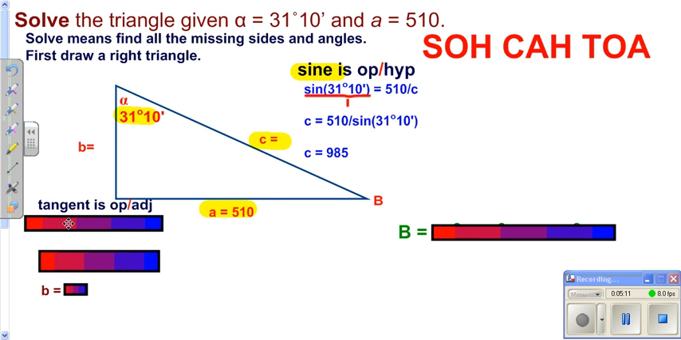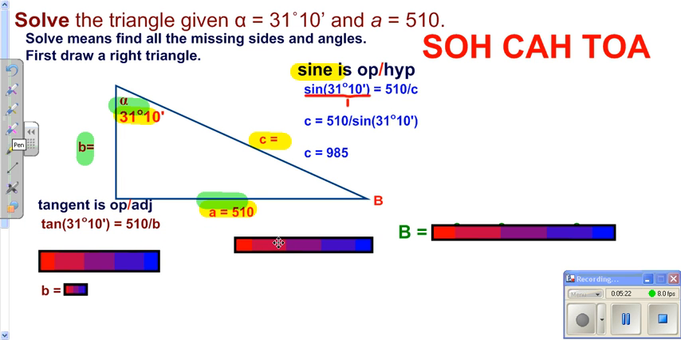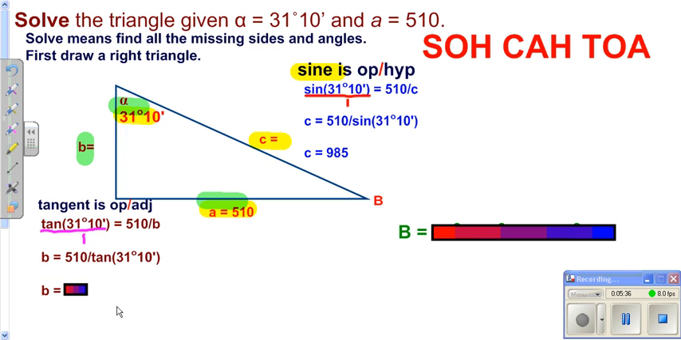Well, let's go ahead and look at tangent. Tangent would allow us to work with our angle, our opposite side, and our adjacent side. So when we fill that in, we get tangent of our angle equals our opposite of 510 over b. Once again, it ends up being a fraction equal to a fraction, so you can cross multiply and finish solving it for b. When we do that, we end up getting this.